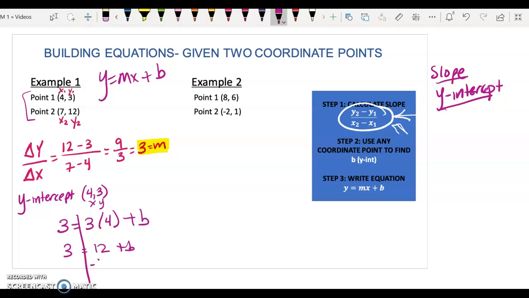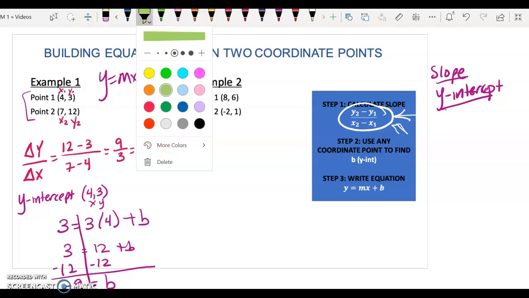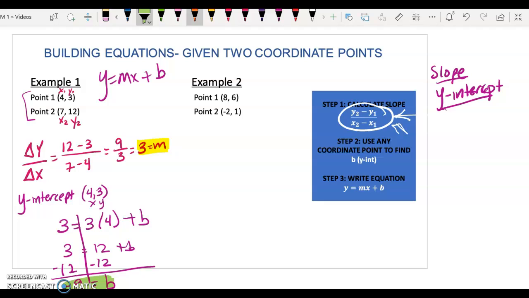And then I'm going to subtract 12 on both sides, and I'm left with b equals negative 9. So now I have my slope and I have my y-intercept, and I can write the line as y equals 3x minus 9.